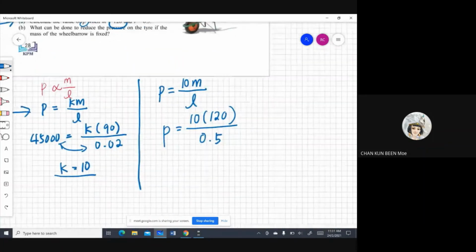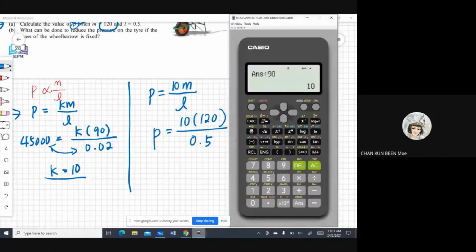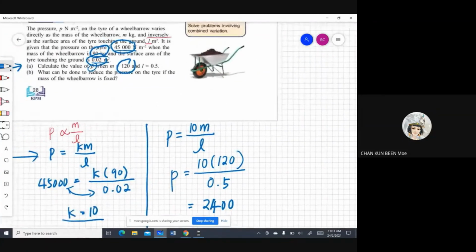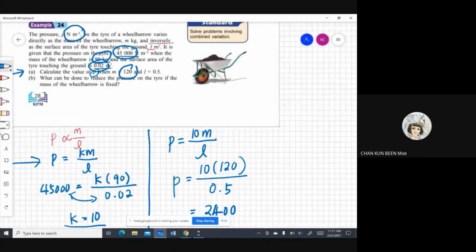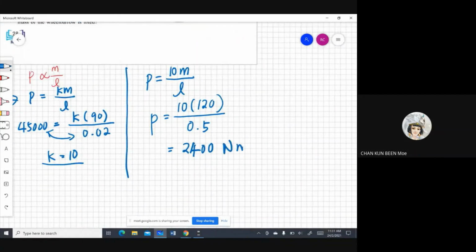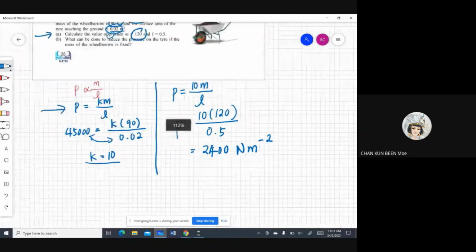Okay, so last thing, you just press your calculator again. 10 times 120 is 1,200. Then you divide by 0.5. You will get P is equal to 2,400. But the P is pressure, right? So you need to replace it with the measurement unit given, which is N m to the power of -2. So this is for part A.